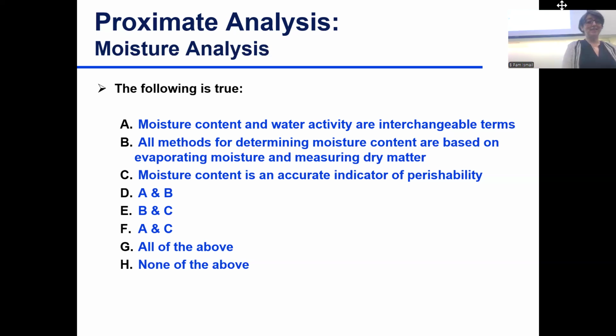Okay. All right. So what about B? All methods for determining moisture content are based on evaporating moisture and measuring dry matter? No. Which method you did today was not based on that? Karl Fischer, yeah. C, moisture content is an accurate indicator of perishability. Okay, so none of the above. So tell me why moisture content is not an accurate indicator of perishability.